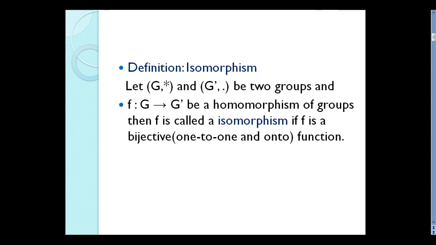Now, when do you say F is an isomorphism? Here the mapping has been done from G to G dash with the binary operation star to dot, and it has to satisfy homomorphism property and it must be one-to-one and onto.